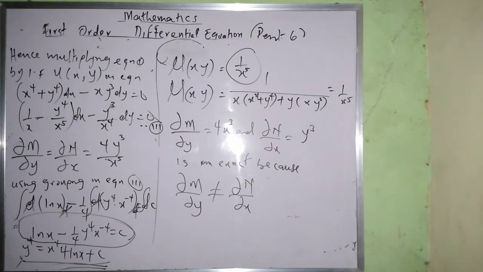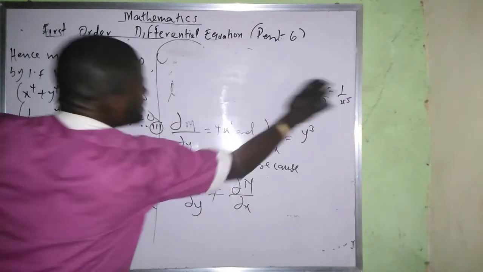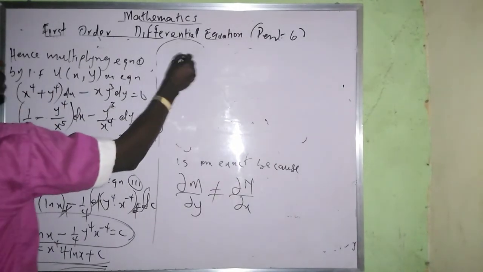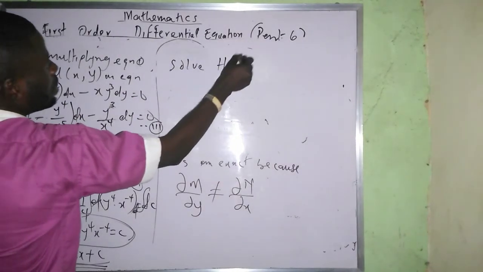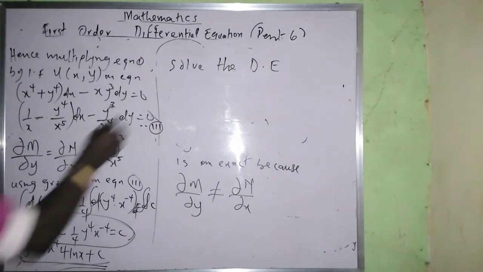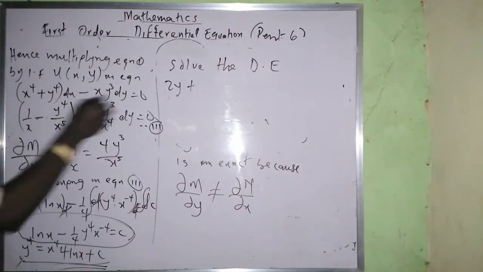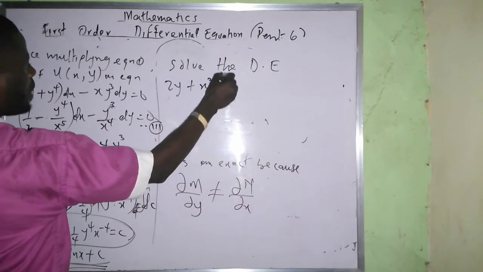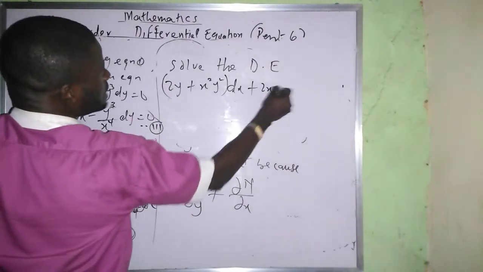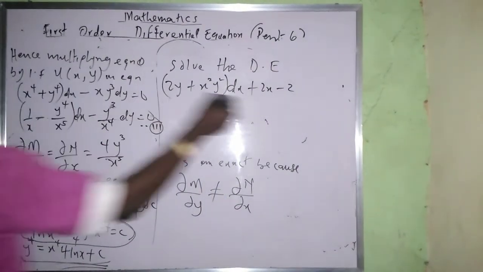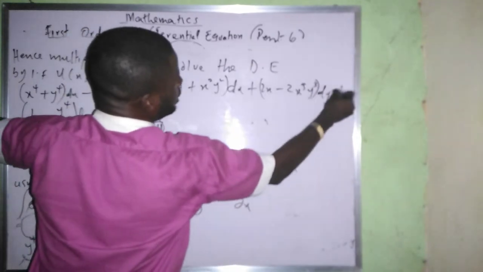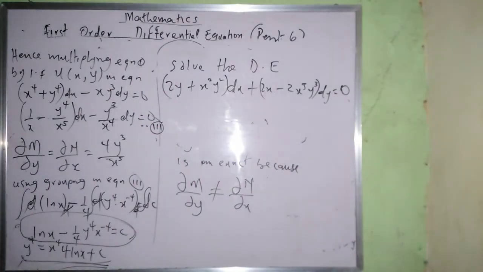This one is on 3. Now try this and make sure you drop your comment after. Make sure you try. Now solve the differential equation, having 2y plus xy all bracket of dx plus 2x minus 2xy^3 dy equals 0. Make sure you try this.